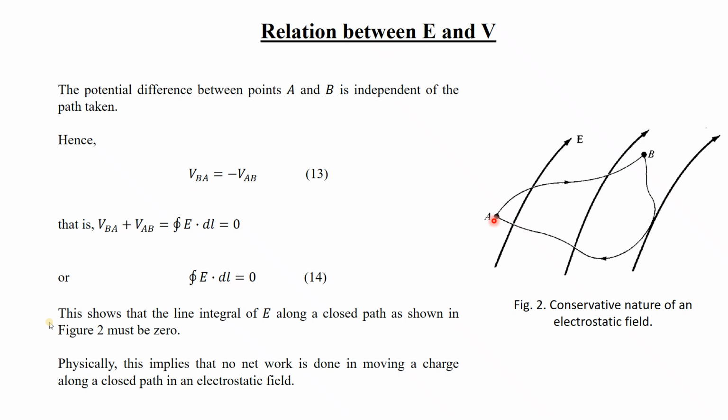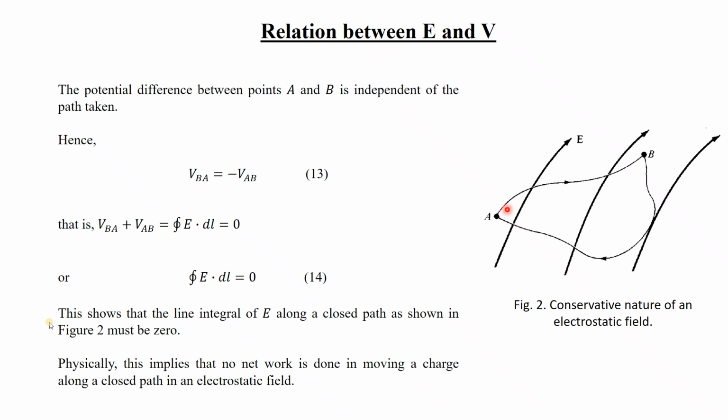If the potential difference from A to B is VAB, that is the potential difference when shifting a charge from point A to point B. If you shift the charge from point B back to point A, that is the potential difference between B and A. Both are equal but of opposite sign, so VBA will be minus VAB.